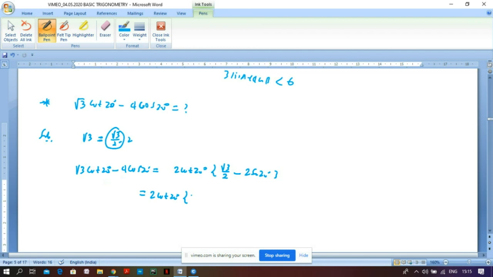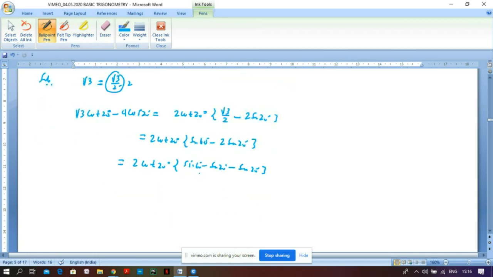Root 3 by 2, of course, I will write as sin 60. I'm not using cos 30 because I will apply sin C minus sin D, so I need sin 60. Sin 60 minus 2 sin 20 degrees. So I can write 2 cot 20 degrees times sin 60 degrees minus sin 20 degrees minus sin 20 degrees. So one sin 20 I give to sin 60, and apply sin C minus sin D. So this 2 cot 20 degrees is carried.